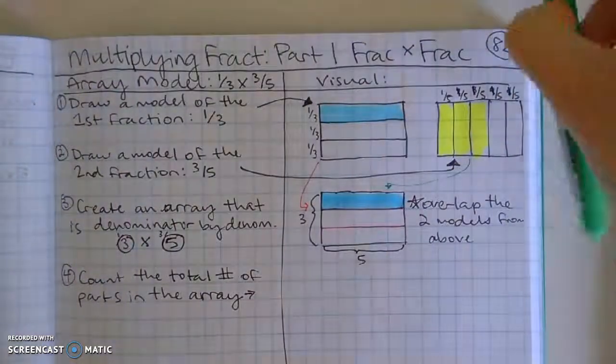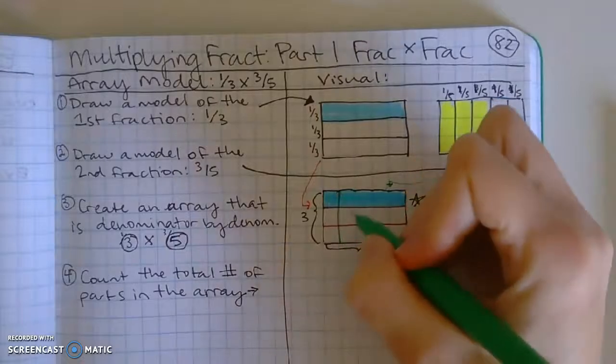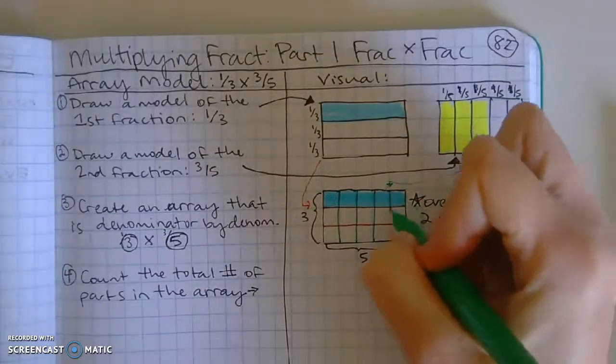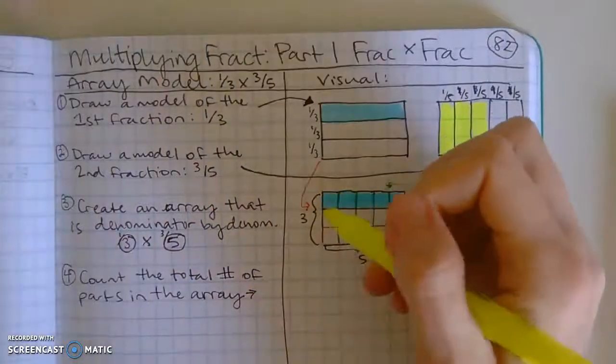And now I'm going to split up by my fifths because I have to overlap now. 2, 3, 4, 5. I'm going to shade in 3 of those.